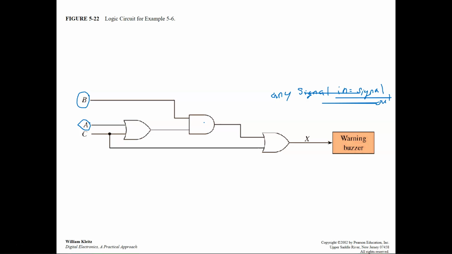Because this is an OR gate, this is an AND gate, which means it has to have two signals in to give a signal out. Everybody see that? Are there any questions on that?